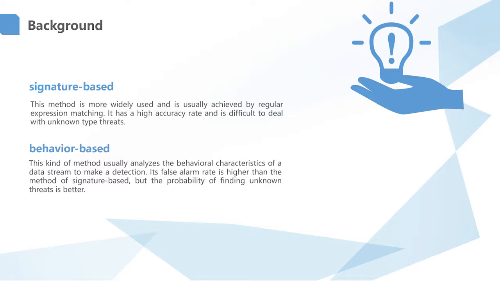Currently, the methods of network security traffic detection are almost all signature-based or behavior-based. This page shows the typical characteristics of the two methods. The method we use in this paper is signature-based.